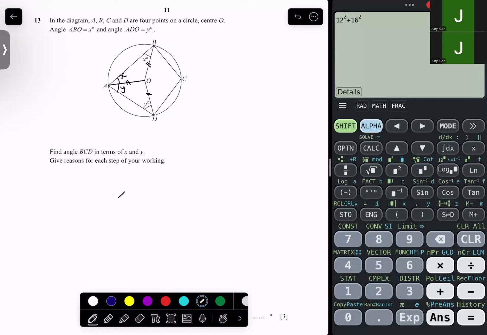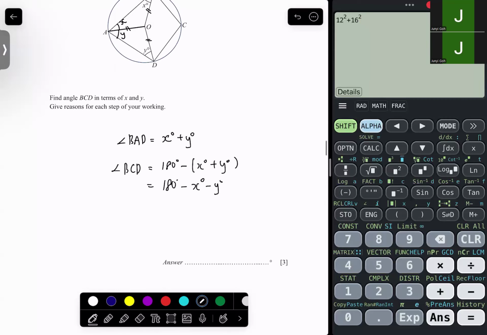So which makes angle BAD equal to X plus Y. Okay, so angle BCD will be 180 minus (X plus Y). So you can rewrite it as 180 minus X minus Y as well. Property: cyclic quadrilateral, opposite angles.